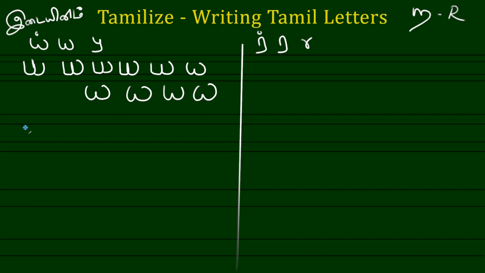I'll write it in a bigger form. You write the pa shape and then add a curve to that, or you can keep both of them as a curve shape. The central line you can write all the way up, or you can stop it in the middle. These are all handwriting variants. The letter itself could be something like this. That is the ya sound.